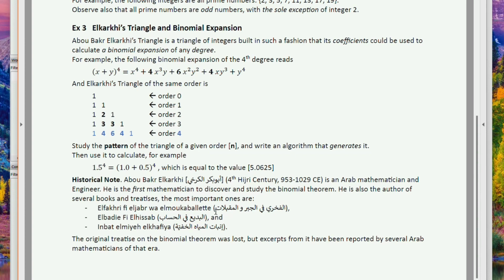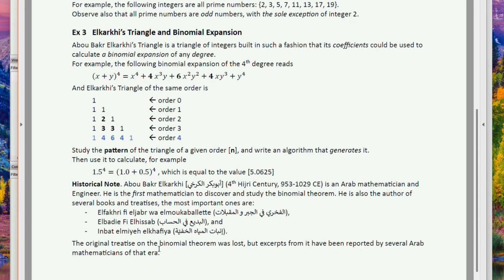He left mathematics to work as an engineer when he became older. So the original treatise on the binomial theorem was lost, but excerpts from it have been reported by several Arab mathematicians of that era. So that's the series.